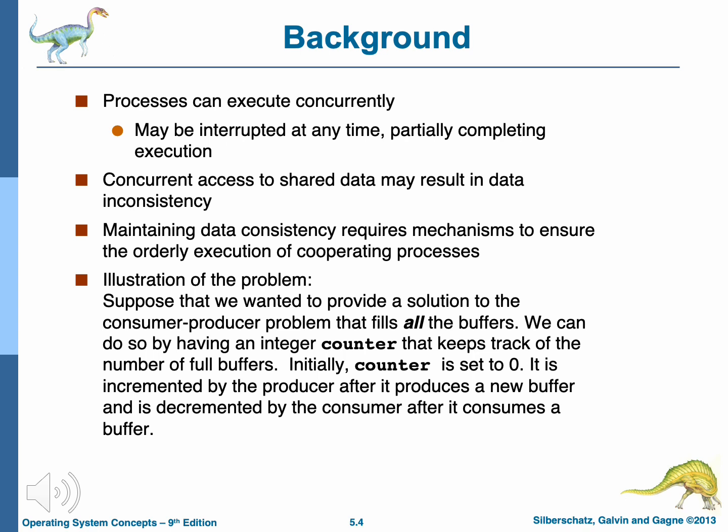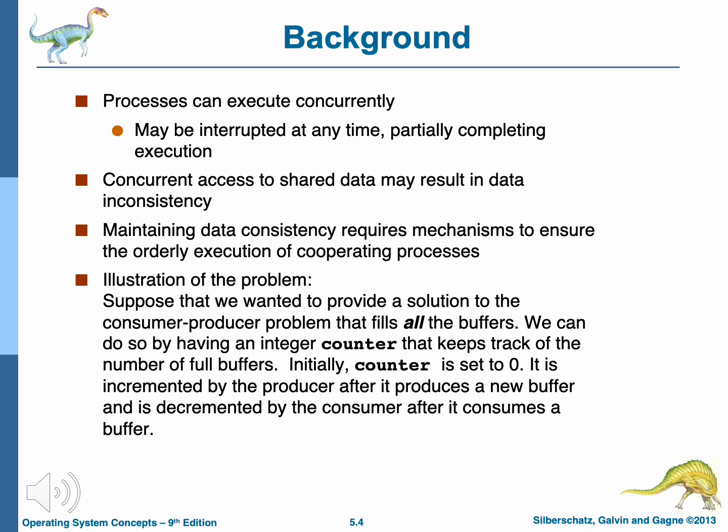In Chapter 3, we developed a model of a system consisting of cooperating sequential processes or threads, all running asynchronously and possibly sharing data. We illustrated this model with the producer-consumer problem, which is representative of operating systems. We also described how a bounded buffer could be used to enable processes to share memory. We now return to our consideration of the bounded buffer. As we pointed out, our original solution allowed at most buffer size minus 1 items in the buffer at the same time. Suppose we want to modify the algorithm to remedy this deficiency.